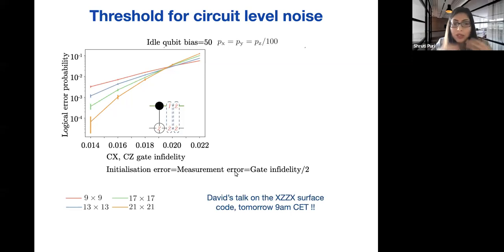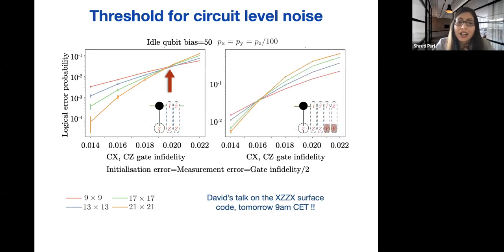So with this sort of simple cartoon model, we look at the logical error rates for different sizes of the surface code, and we get these plots here. And clearly we get this threshold effect of about 2%. Great. Now what we do is we take the real error channel of the CX, which is not going to be biased. It is going to have Y errors. And clearly now you see that the threshold has decreased. It was about 2% here, and it's about 1.6% here.